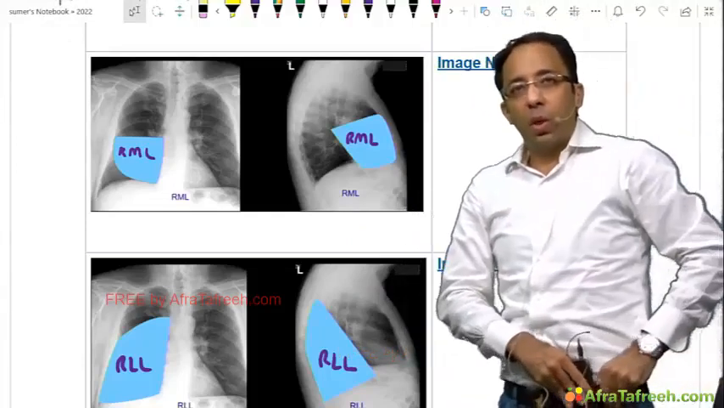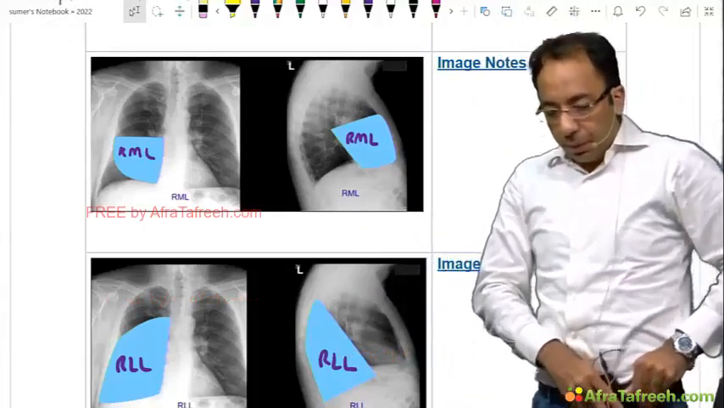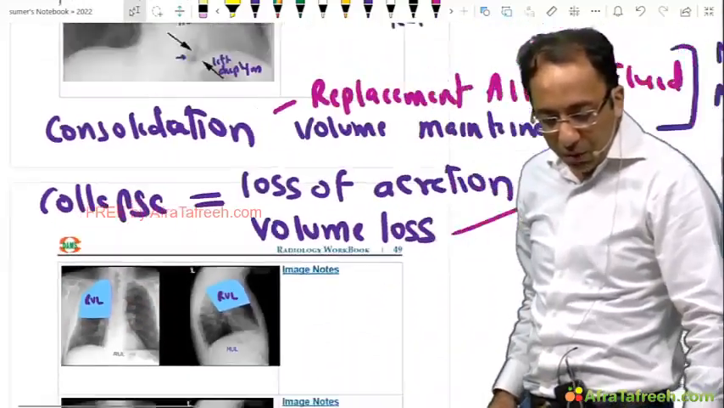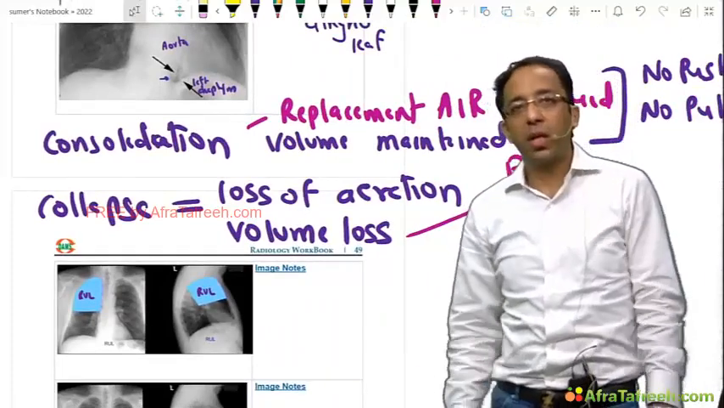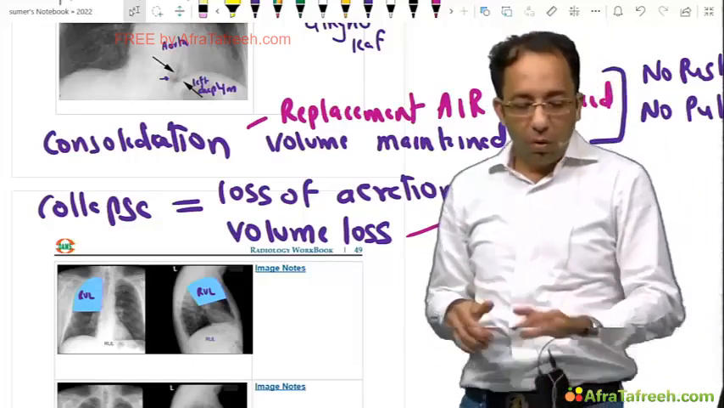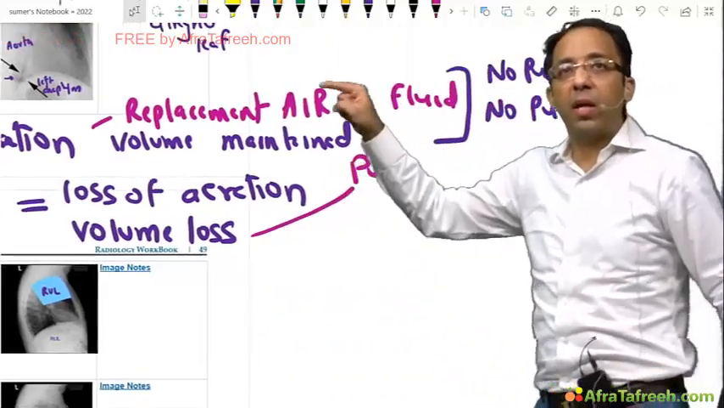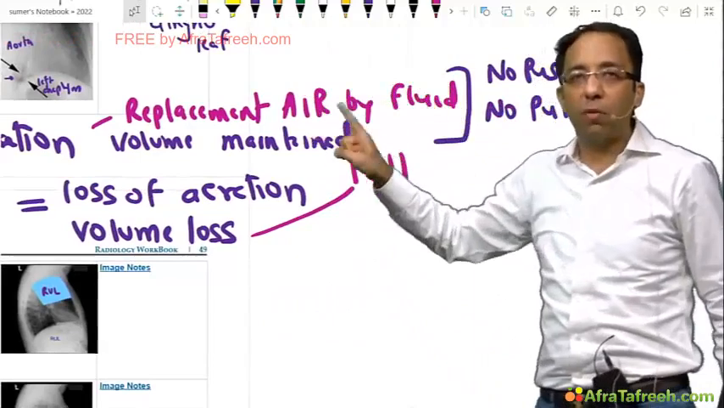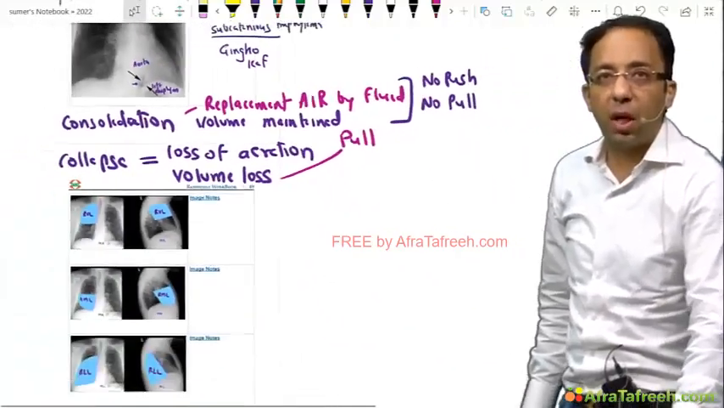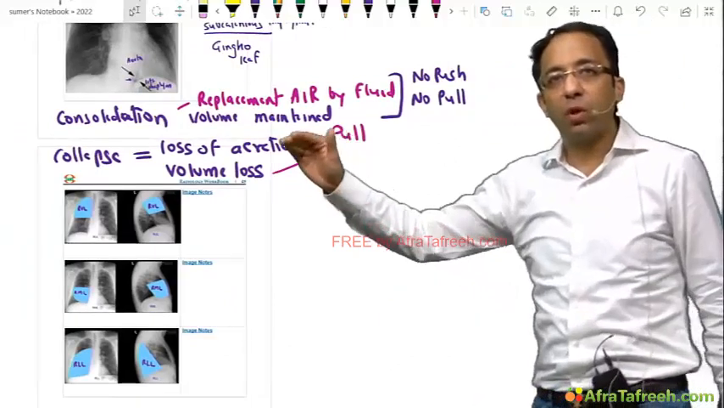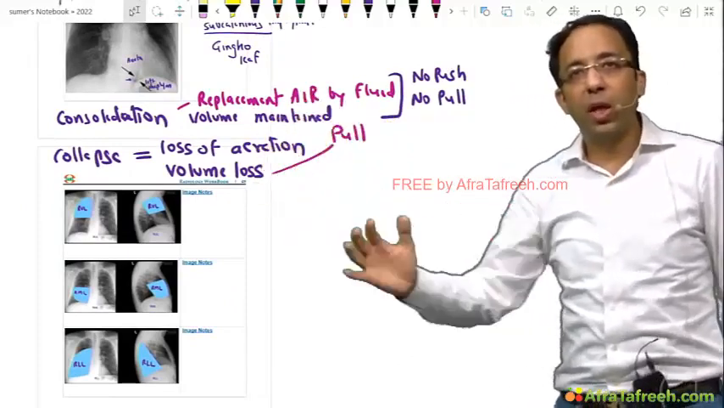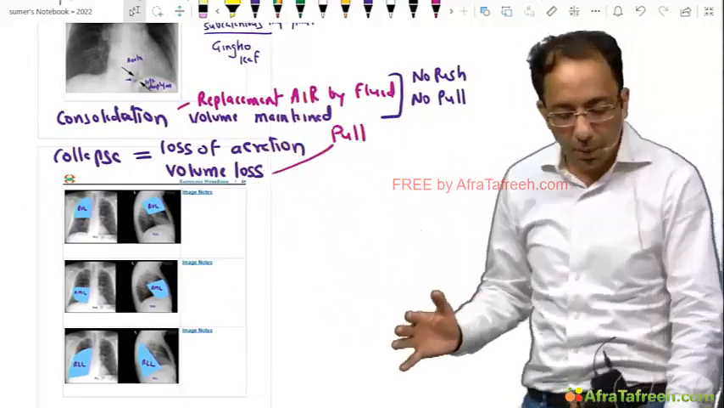Now try to imagine for a moment. I am repeating for all of you. I think some of you are joining late, and this is what we have said so far. If there is a consolidation in the lung, what will happen? There will be replacement of the air in the lung by some fluid. So volume of that lobe will be maintained. There will be no push, no pull. If there is a collapse, there will be loss of aeration with volume loss. It will pull. It will be pulling the trachea towards it, mediastinum towards it.